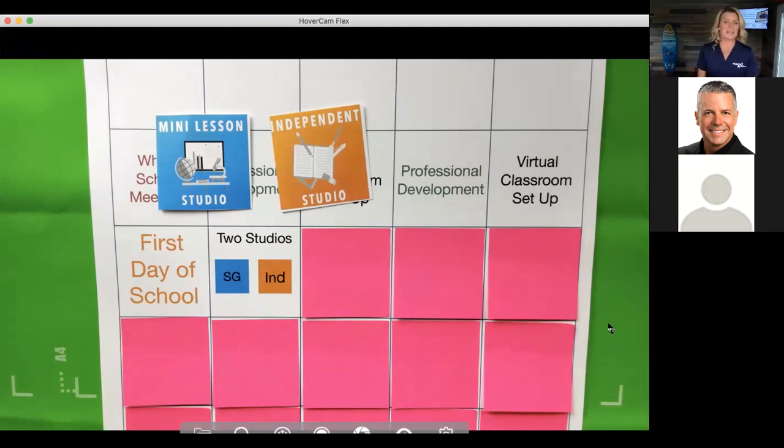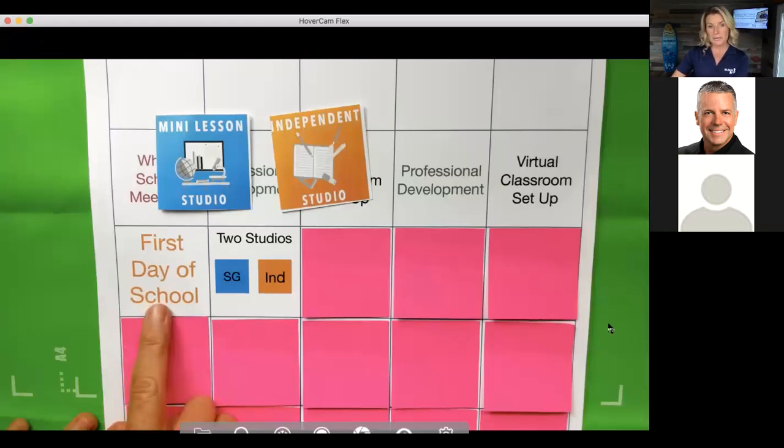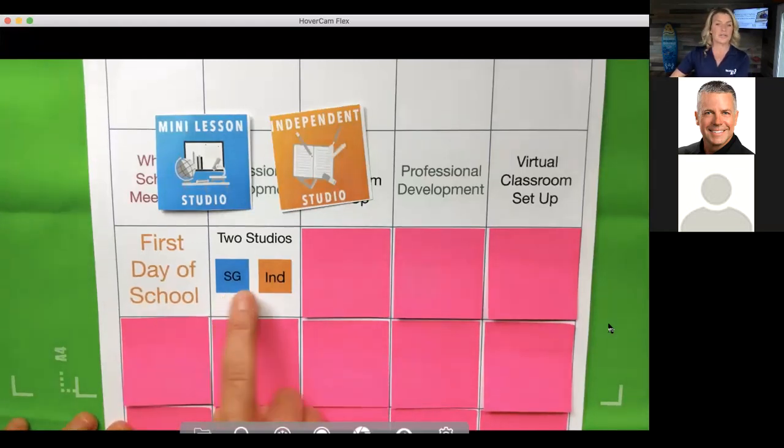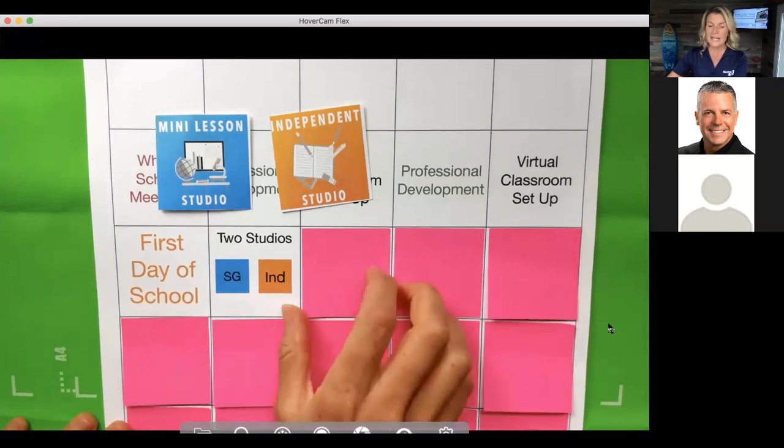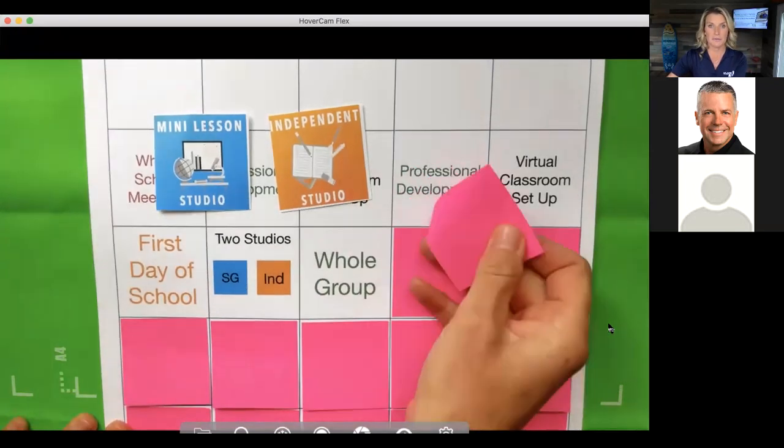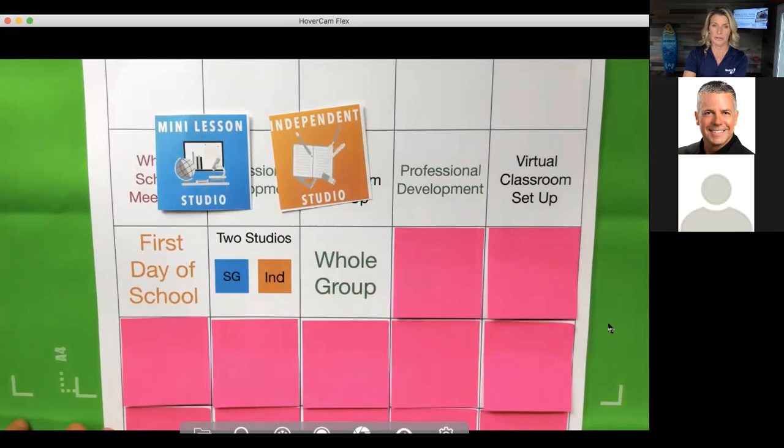All right, let's keep going because I want to keep showing you what I need to help you with. Remember, we're doing first day of school, then we have 2 studios. The next time I meet with my students virtually, I might just do whole group. And the reason why I'm going to do whole group is because I want to bring them back together, talk about what they learned.